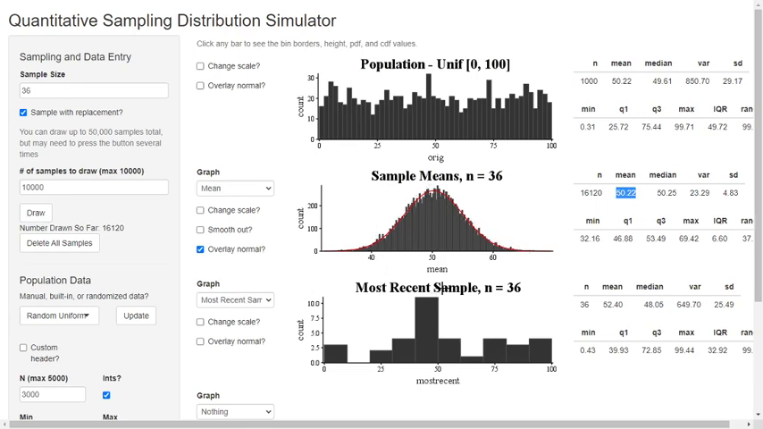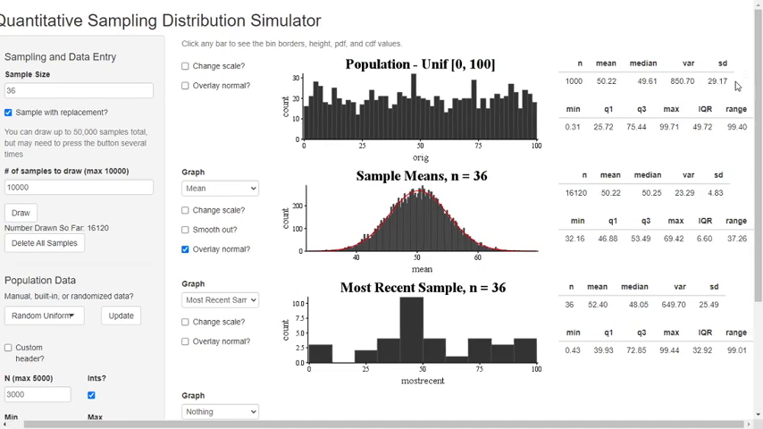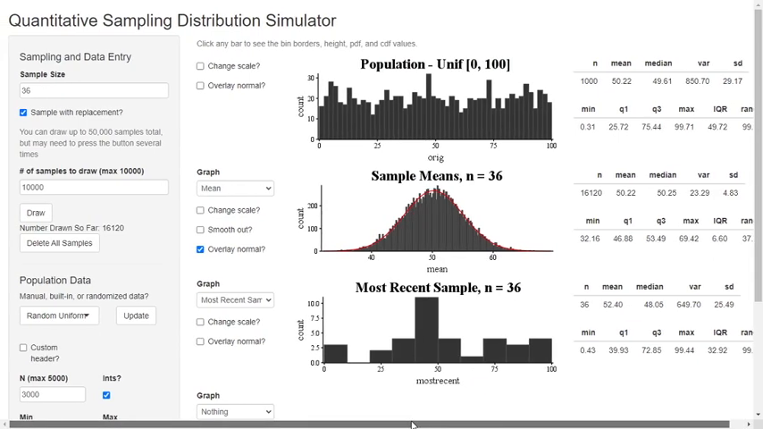Here's the kicker. The standard deviation of the original population was about 29, just under 30. As you know, the standard deviation of the sampling distribution of X bar should be the standard deviation divided by the square root of the sample size. Our sample size was 36. Okay? The standard deviation over the square root of 36 is just under 30 divided by 6, which should be just under 5, and there it is, 4.83.